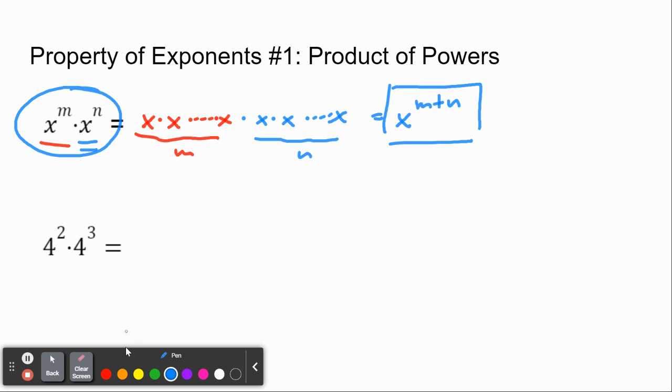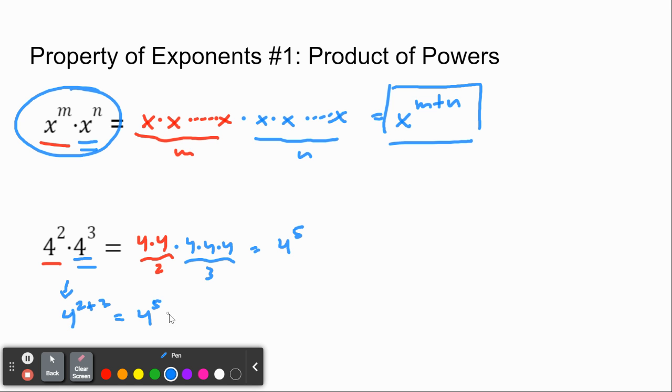All right, so let's talk about what that means down here with these numbers, right? So 4 squared is 4 times 4, 2 times, times 4 to the third, which is 4 times 4 times 4, 3 times. And what that means is you have 1, 2, 3, 4, 5 4s being multiplied together. That's 4 to the fifth power. So again, when you see 4 squared times 4 to the third, you can simply do 4 to the second plus third power, which is 4 to the fifth. And that is the same as that, and that checks out. So this rule is verified down there.